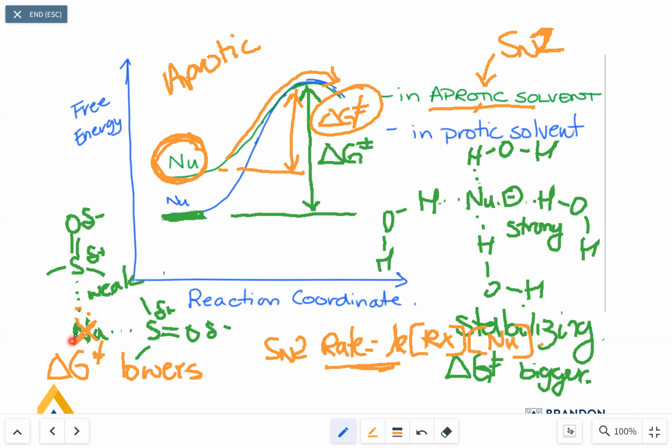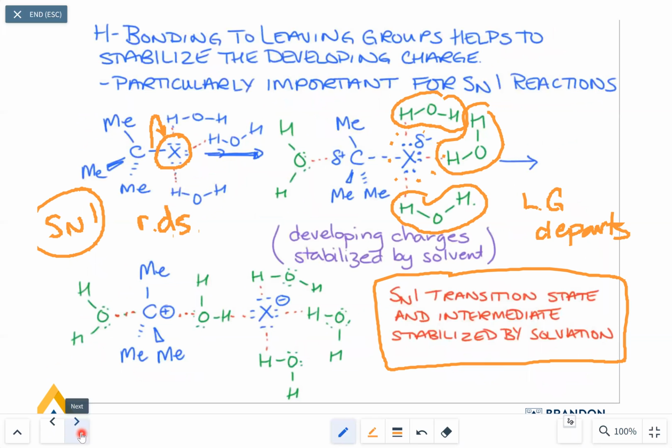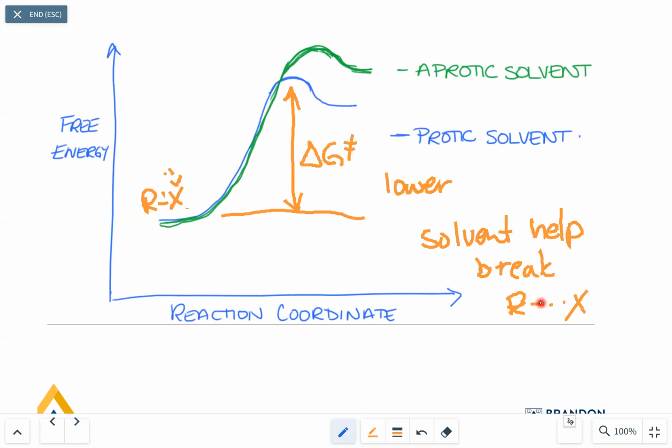This X, before I drew it as a nucleophile, if this interacts with an aprotic solvent, this is a really weak interaction. So it's not going to help stabilize breaking of this R-X bond. So in an aprotic solvent, this delta G is way higher. So for SN1 reactions, you want protic solvents. And for SN2 reactions, you want aprotic solvents.